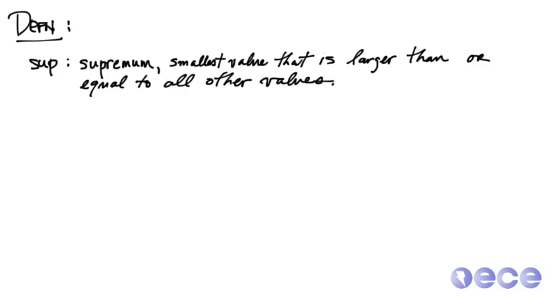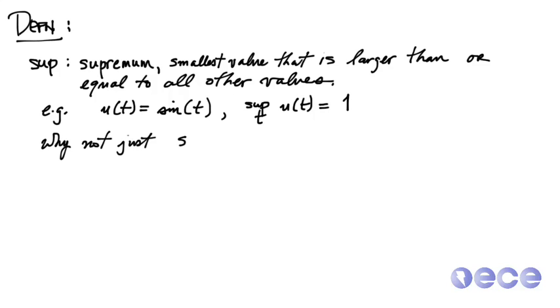So before we talk about the infinity norm, we have to define something called the supremum. So the supremum is the smallest value that's larger than or equal to all other values in a particular set, or in this case a superdense set. So in this case, we have u of t equal to sine of t. What's the supremum of u of t? Well, it's equal to 1 because that's the largest value sine is ever going to have.